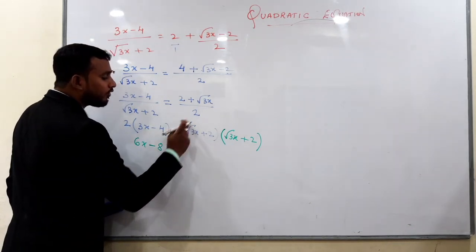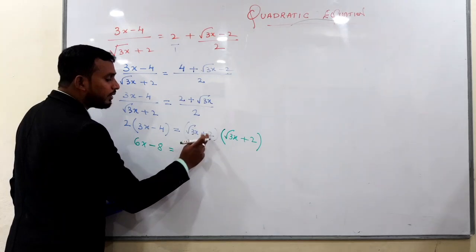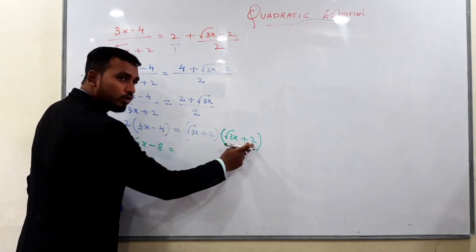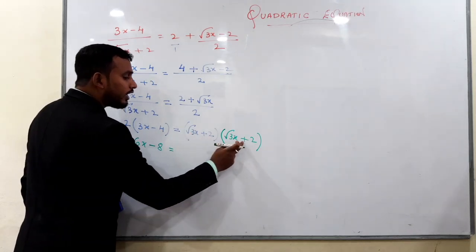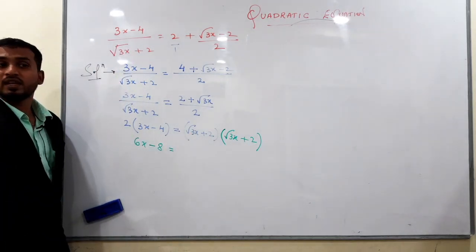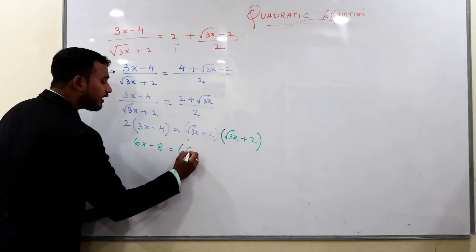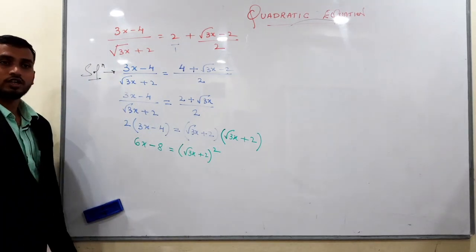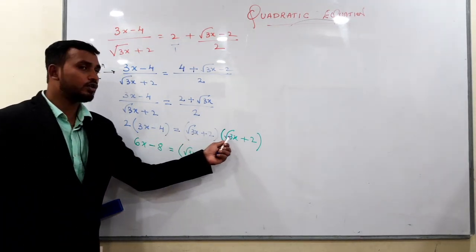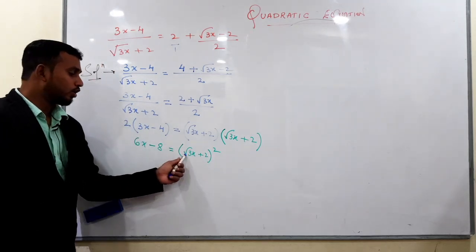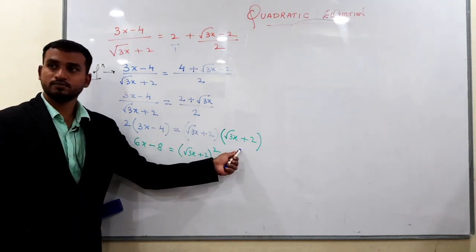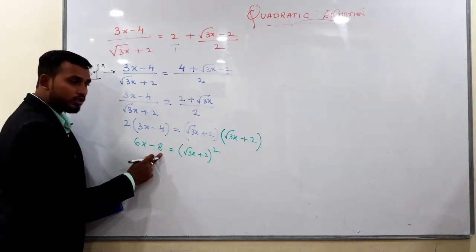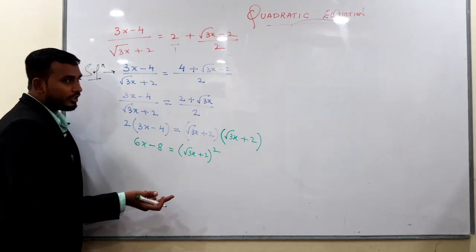here in the place of a, root 3x, in the place of b, 2, in the place of a, root 3x, in the place of b, 2. It means (a plus b) into (a plus b). It's in the form of (a plus b) into (a plus b), that is (a plus b) whole square. Understood? That is (root 3x plus 2) into (root 3x plus 2) becomes (root 3x plus 2) whole square. Then can we subtract these both? No, it is not possible. Can we add these both? No, it is not possible.